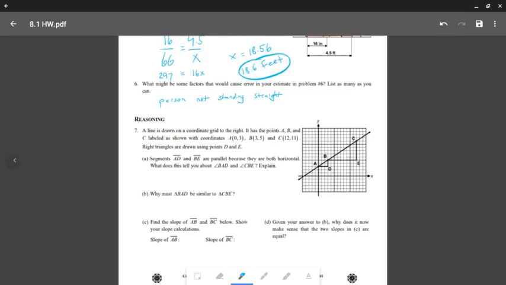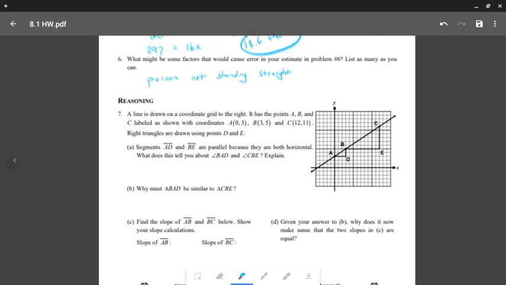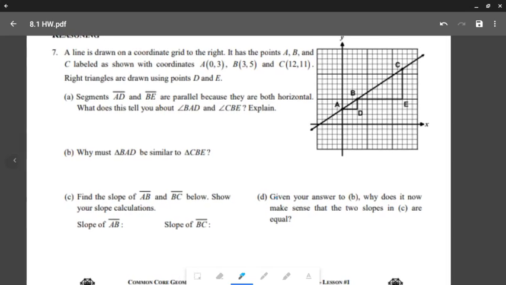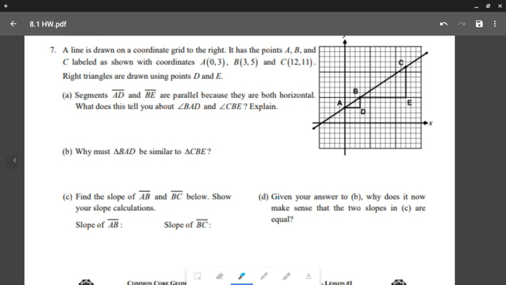Anyway, moving on. Number 7, last one. The line drawn on a coordinate plane here to the right has points A, B, and C with the coordinates given. Right triangles are drawn using D and E. First, segments AD and BE are parallel because they're both horizontal. What does this tell you about angle BAD and angle CBE?